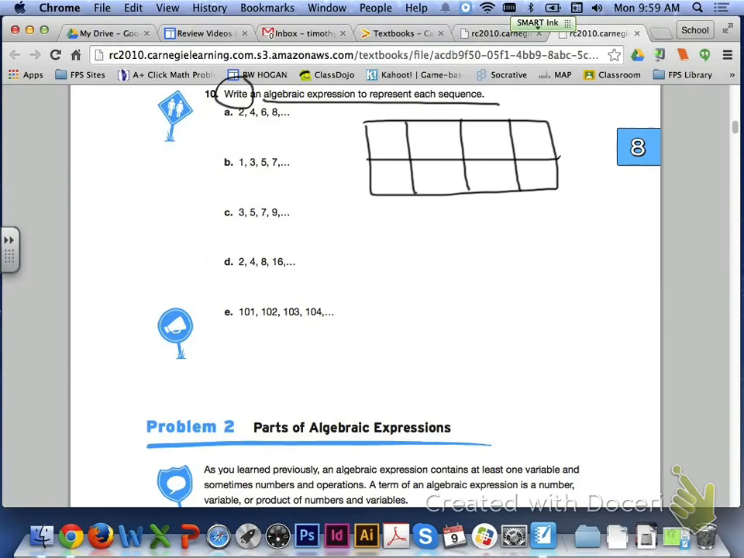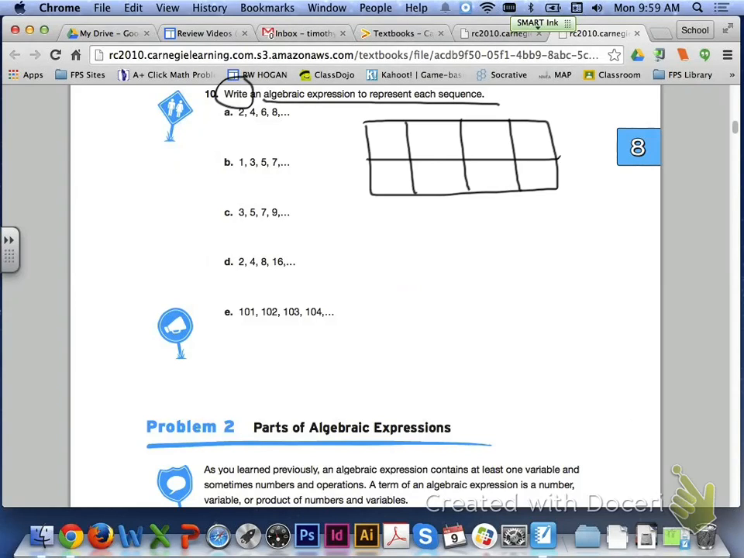Let's take a look at the top of page 535. Number 10 says to write an algebraic expression to represent each sequence. Sometimes creating a term table may be helpful for us in order to take a look at the relationship between the term number and the term when we have to write an algebraic expression. So let's look at letter A together, and if you want to use a term table in order to help you figure out the algebraic expressions for B through E, you can go ahead and do that.